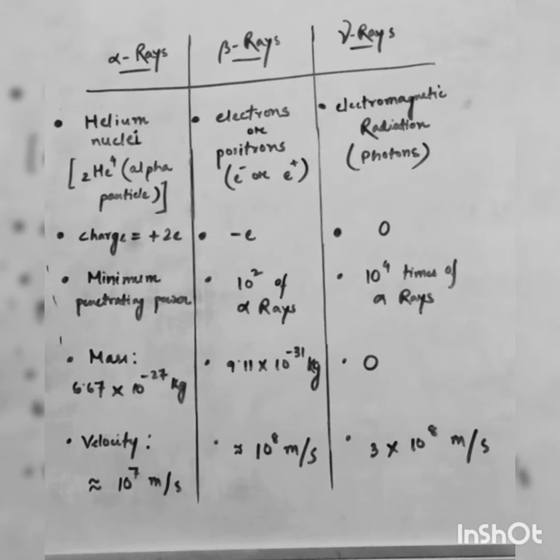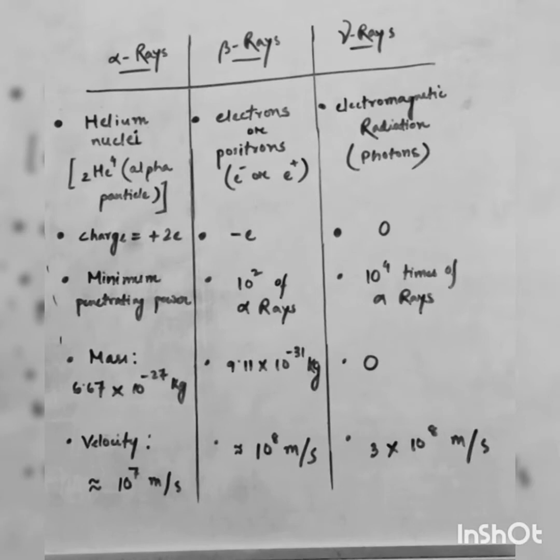The mass of one alpha particle is estimated to be 6.67 into 10 to the power minus 27 kg, and the velocity of the alpha particles is around 10 to the power 7 meter per second.